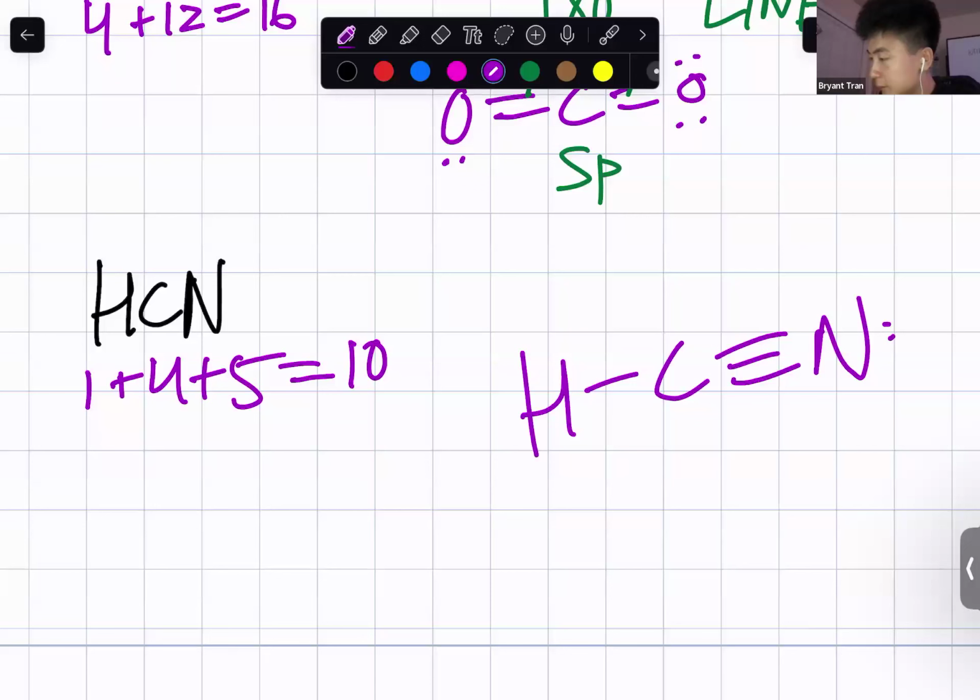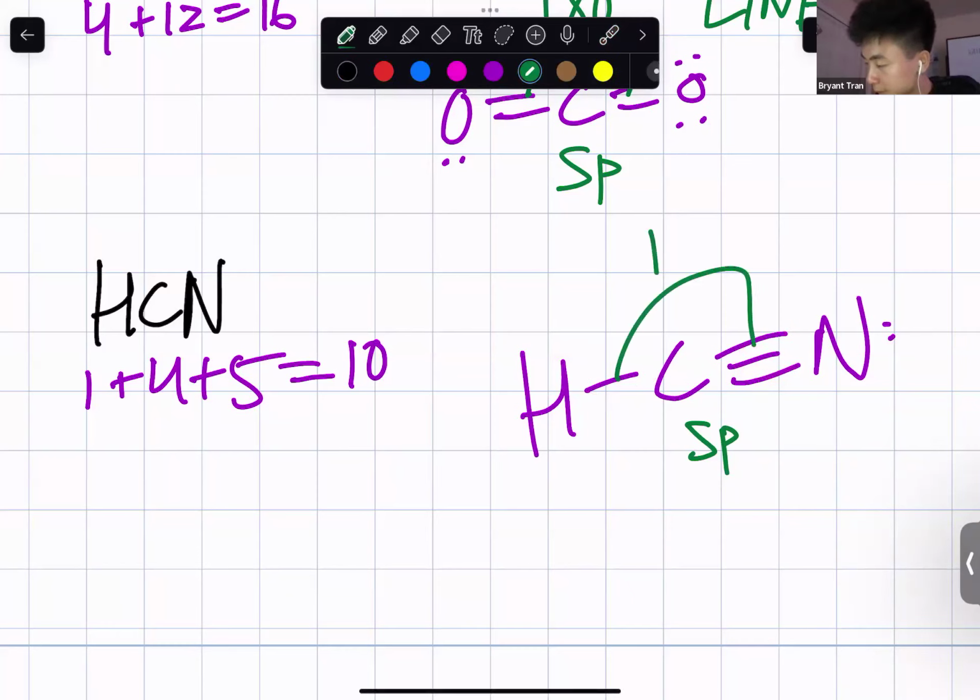And carbon here in the middle is still sp hybridized because there's two bonding groups, right? 1, 2. The bond angle between those two bonds is going to be 180 degrees, which is also going to be linear. Okay?